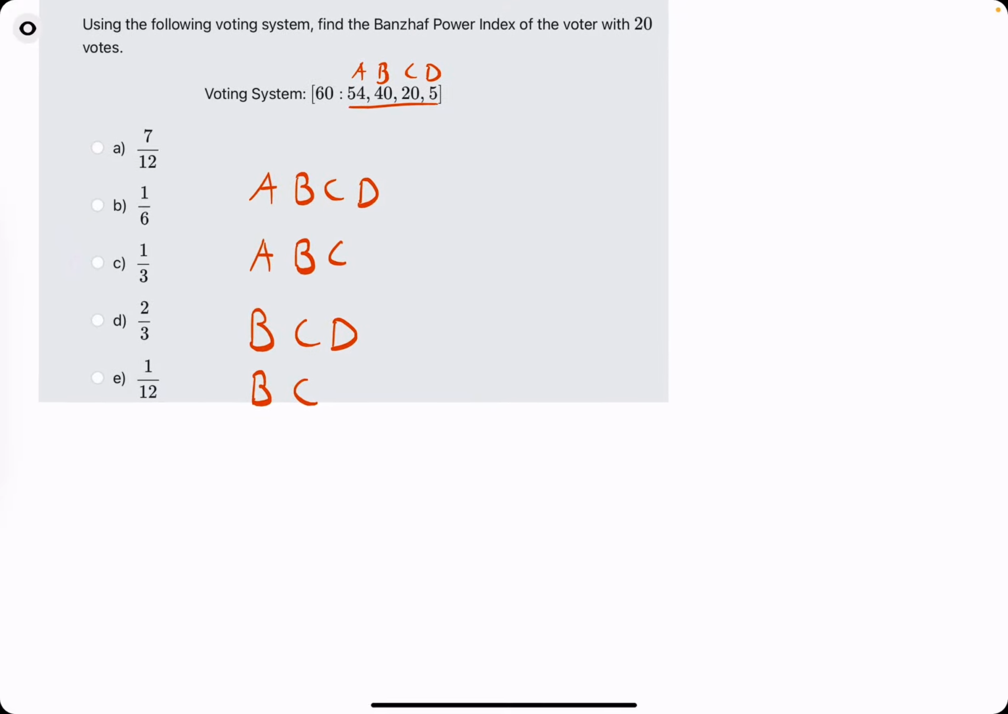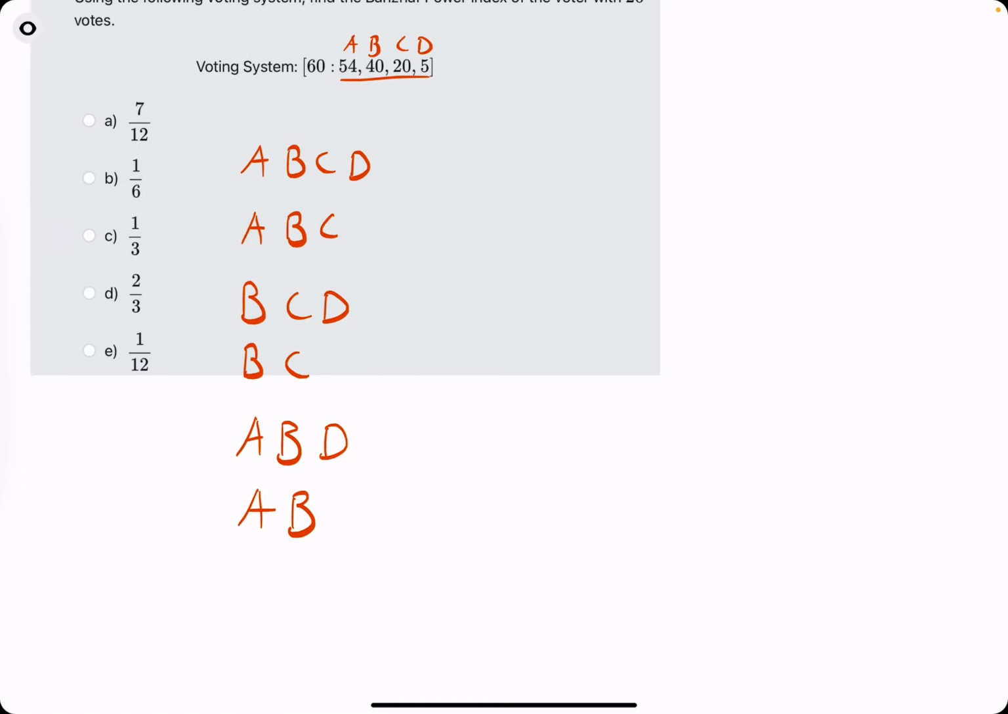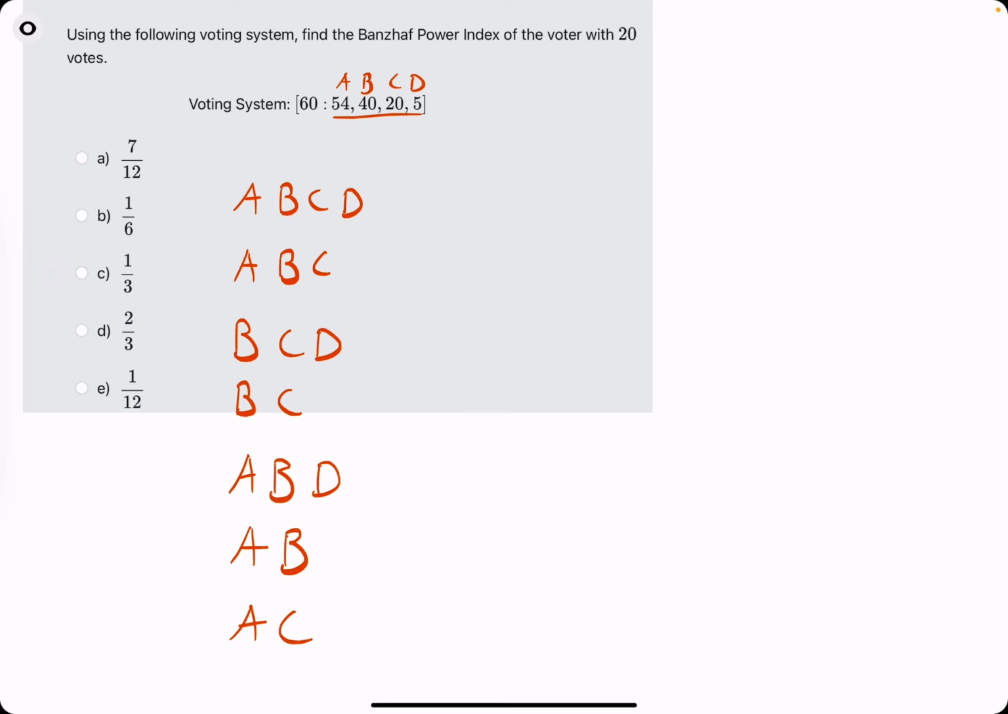Now how about any combination with A, B? We've already done some, so let's add in a few more. We've done A, B, C. We have not done A, B, D. I think that's the only one we're missing here. A, B, D. Can't just do A, D. Could do A, C. Have we done A, B just by itself? Oh, we haven't done A, B by itself. And then we can also do A, C. Can't do A, D, though. That doesn't add up to 60. So these are all, again, winning coalitions. Adding up all the voters in each of these is still greater than or equal to 60.